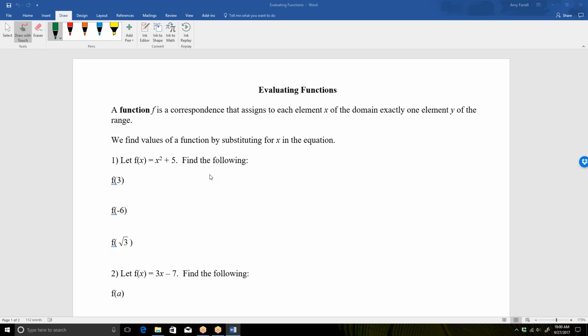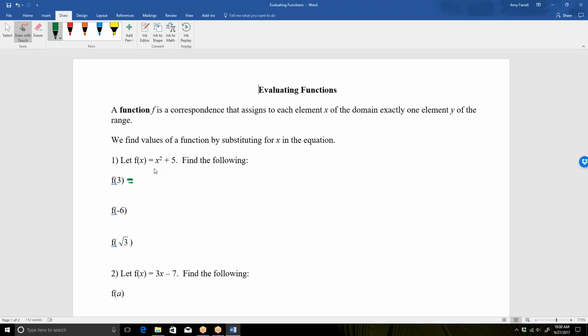You probably learned in class about the vertical line test. That's the way graphically we can tell whether we have a function. But this video is going to cover how to evaluate functions. So finding stuff like f of 3, f of -6. And we do this by substituting for x in the equation. So let's just jump right in here.